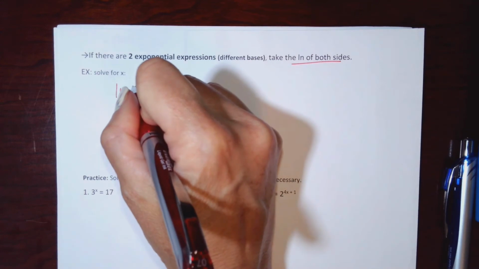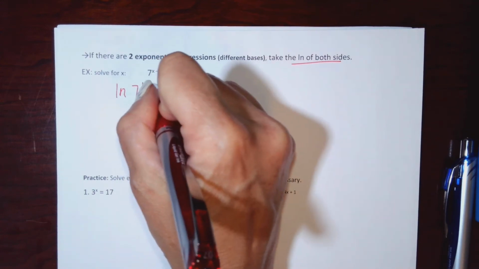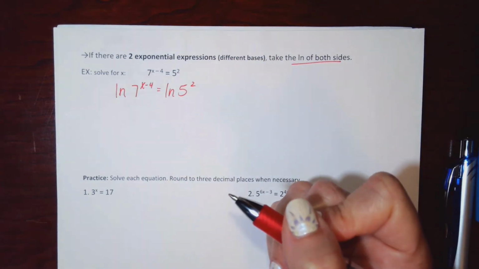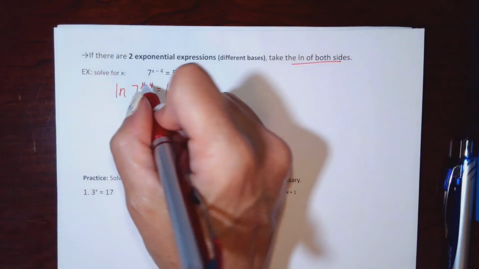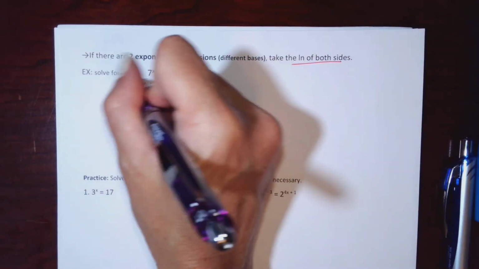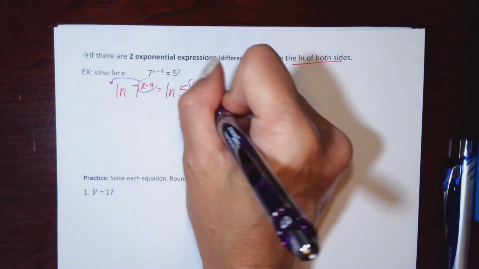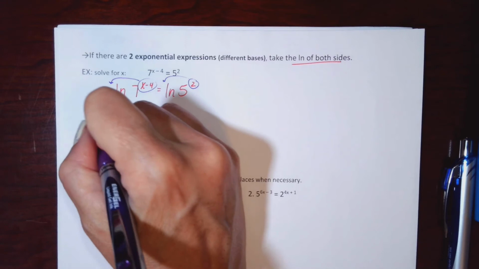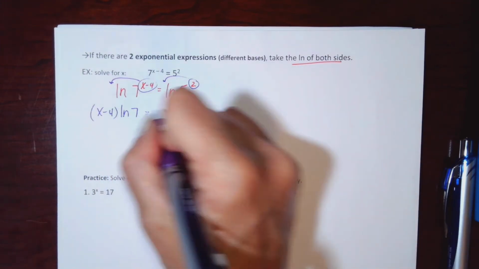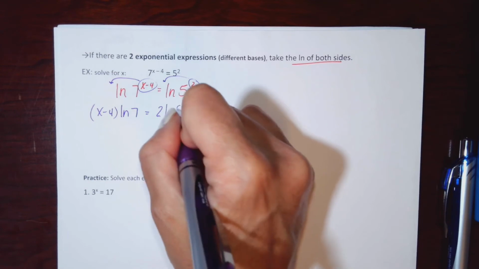So I'm going to say, okay, well, the natural log of 7 to the x minus 4 is equal to the natural log of 5 squared. The next thing I'm going to do is apply my power rule, where I take my exponent and pull it out front. So I have x minus 4 times the natural log of 7 equals 2 times the natural log of 5.